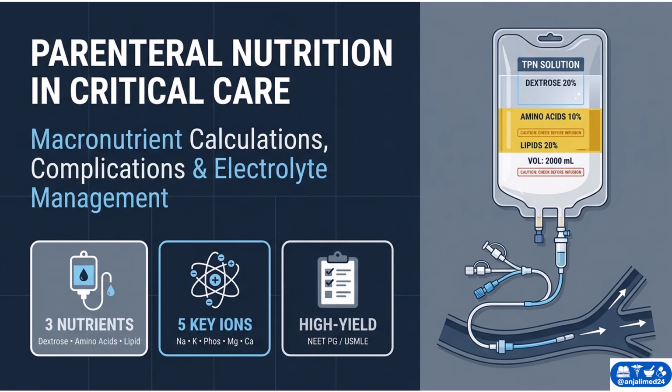We will simplify parenteral nutrition, an essential topic in critical care and a favorite in MBBS, NEET PG, and USMLE exams. We will learn how to calculate the three major nutrients: dextrose, amino acids, and lipids, understand the five key electrolytes, recognize common complications, and apply practical management strategies. By the end of this lecture, you will be able to confidently prescribe and monitor TPN, total parenteral nutrition, in critically ill patients.